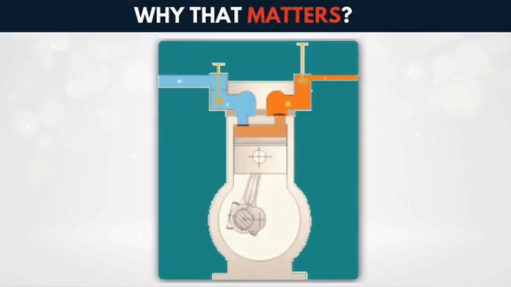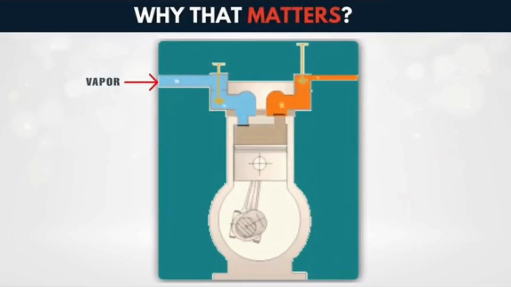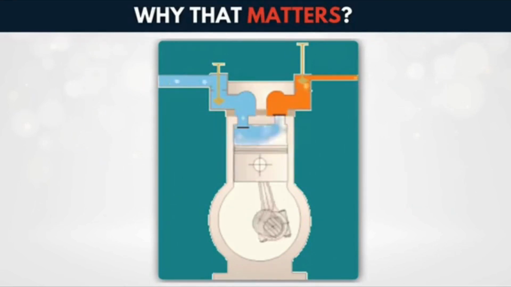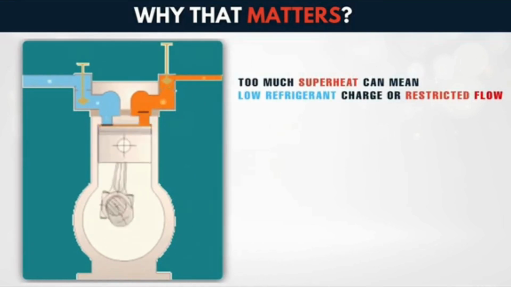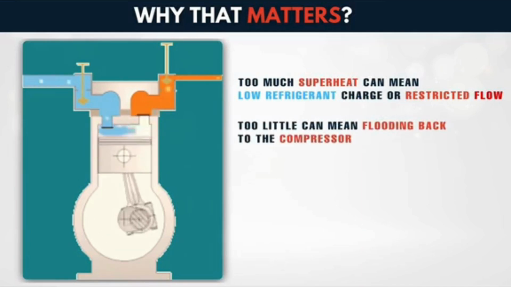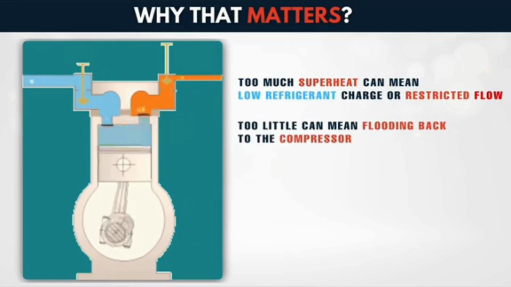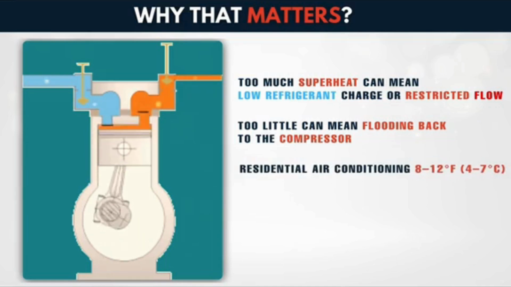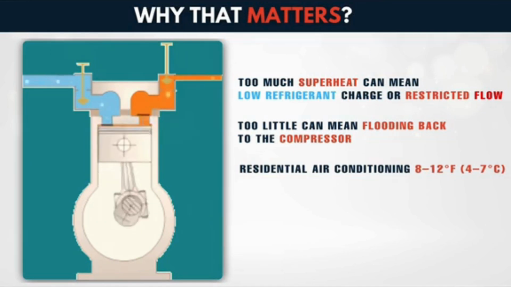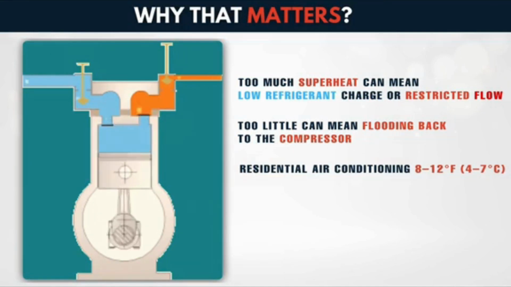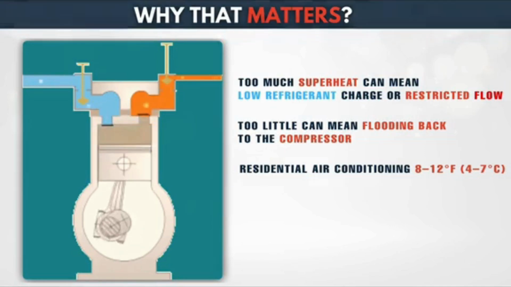It ensures all refrigerant entering the compressor is vapor. It prevents liquid slugging, which can destroy the compressor. It provides a diagnostic tool. Too much superheat can mean low refrigerant charge or restricted flow. Too little can mean flooding back to the compressor. In residential air conditioning, a typical target superheat is around 8 to 12 degrees Fahrenheit, 4 to 7 degrees Celsius, for a fixed orifice system under normal conditions.